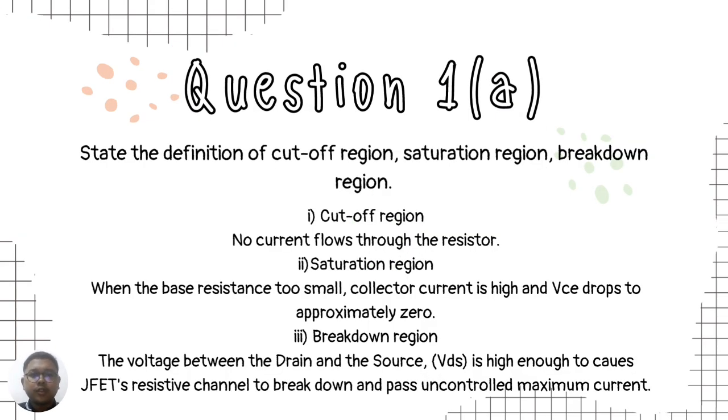For question 1A, state the definition of cutoff region, saturation region, and breakdown region. For cutoff region, no current flows through the resistor. For saturation region, when the base resistance is too small, collector current is high and VCE drops to approximately zero. For breakdown region, the voltage between the drain and the source, known as VDS, is high enough to cause the JFET's resistive channel to break down and pass uncontrolled maximum current.